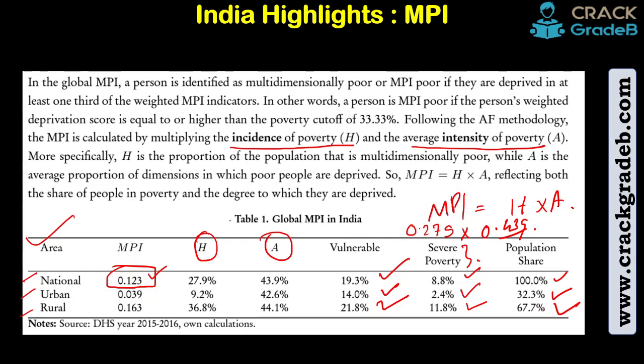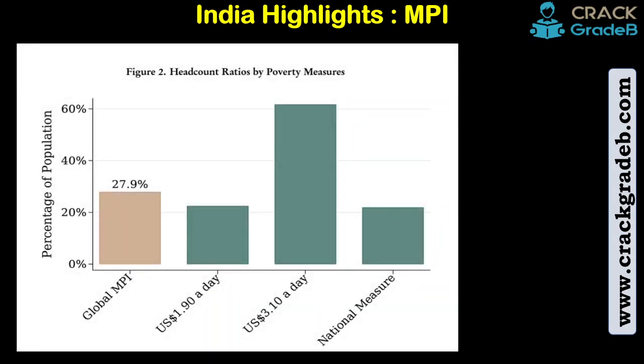And see this MPI report, the 0.123, it ranges from 0 to 1. The closer to 0, the better; when the value gets closer to 0, it means the country is improving. The value that is more aligned towards 1 is towards the more deprived nations, right? So what is our value? Our value is 0.123. Let's move forward. Headcount ratio by the poverty measure.